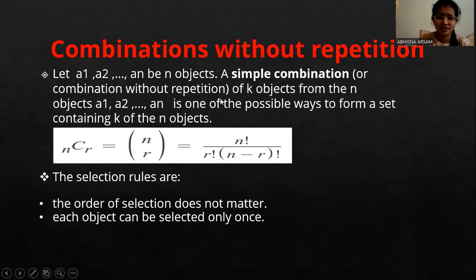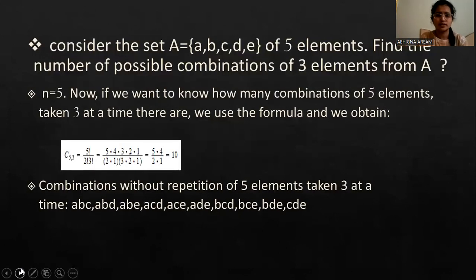Here we have two important rules for selecting an object: the order of selection does not matter, and each object can be selected only once. Once an item is selected, it cannot be chosen again. It is a simple combination. The formula we use is nCr, that is n factorial by (n minus r) factorial times r factorial. Now let us solve an example on this concept.